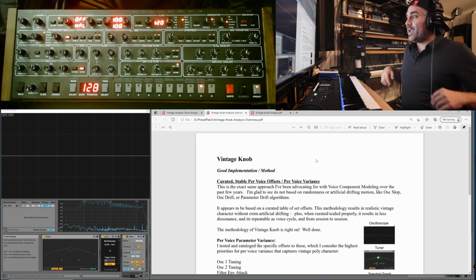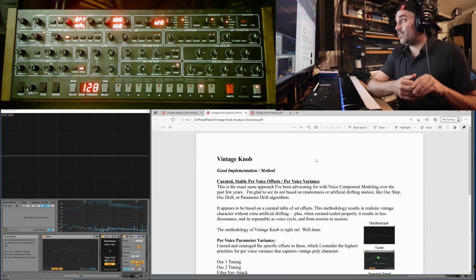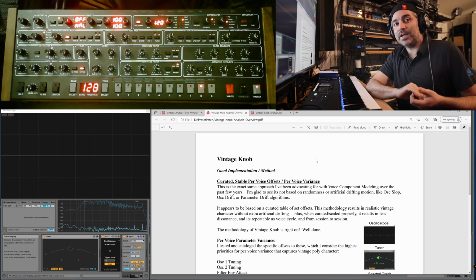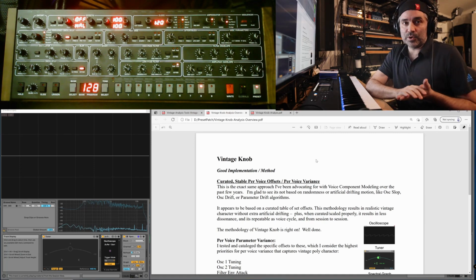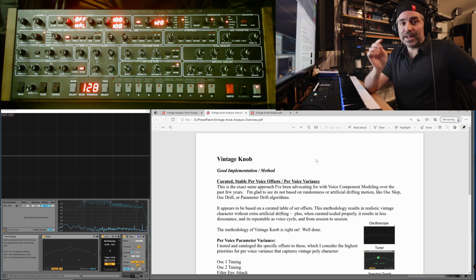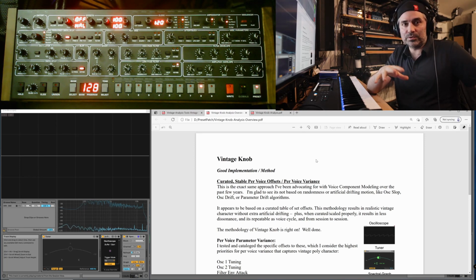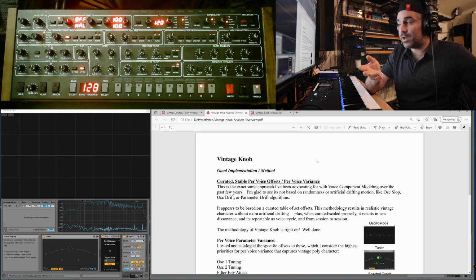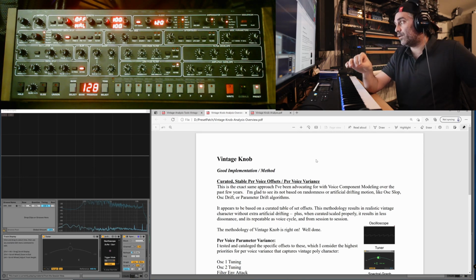So the vintage knob, my general take overall is that it's a very good implementation. They are using curated, stable per voice offsets, which is the exact same type of approach that I've been advocating for over the past couple years with voice component modeling. So I'm glad to see that it's not based on randomness or random number generators or sample and hold LFO type of algorithms, and it's not based on artificial drifting motion like oscillator slop or drift or parameter drift type of algorithms. So it definitely appears to be generated from a curated table of stored offsets.